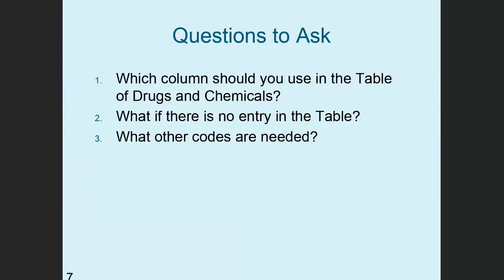So how do you determine the correct code? Here are the questions you need to ask. Which column should you use in the table of drugs and chemicals? What if there's no entry in the table? And what other codes might be needed?